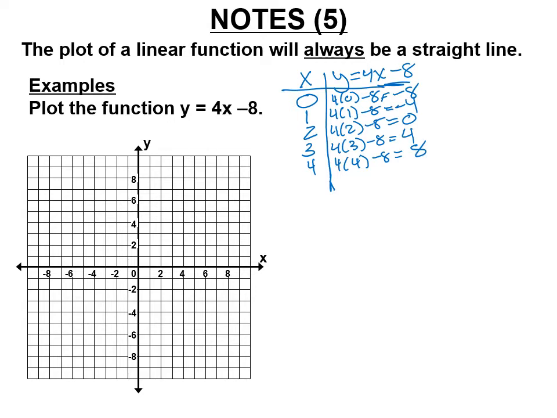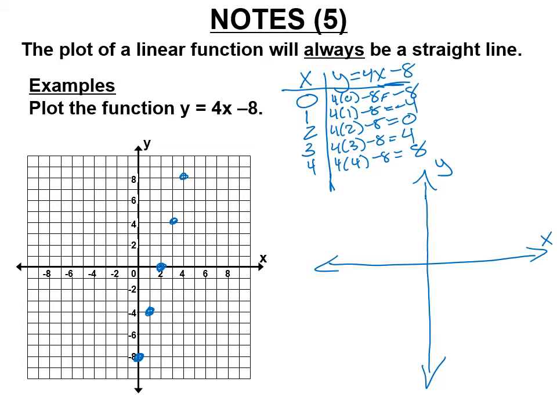Now, for those who don't have the printout, you're going to make your own. So you're going to draw a y-axis. You're going to draw an x-axis. You're going to label x and y like that. Now, we have 0, negative 8 right there. Then we have 1, negative 4. We have 2, 0. We have 3, 4. And we have 4, 8.